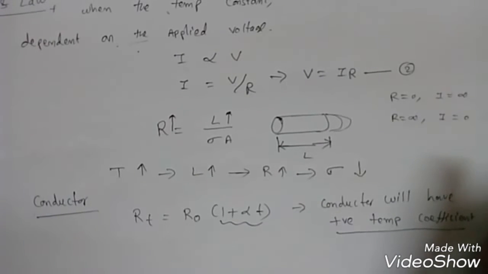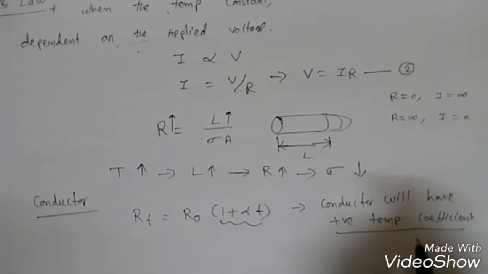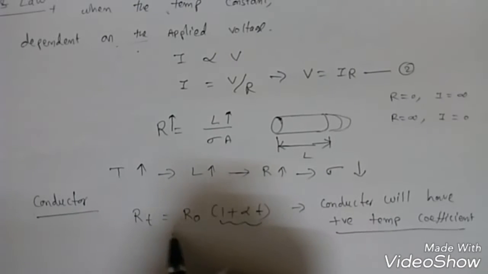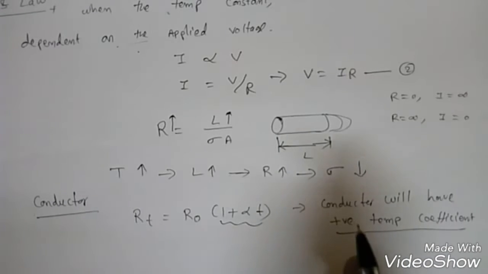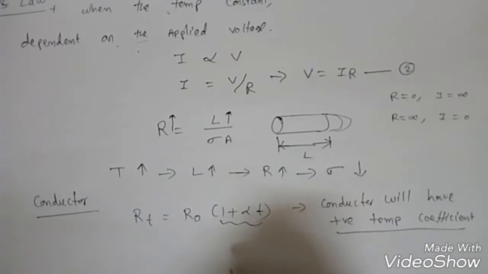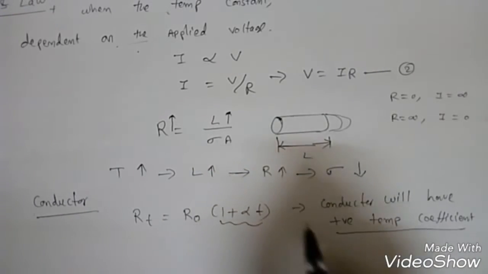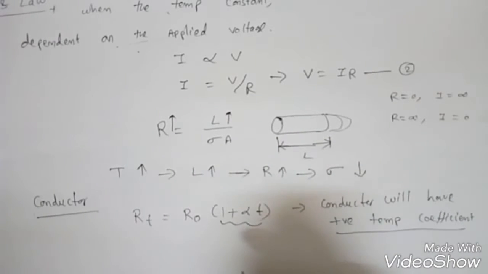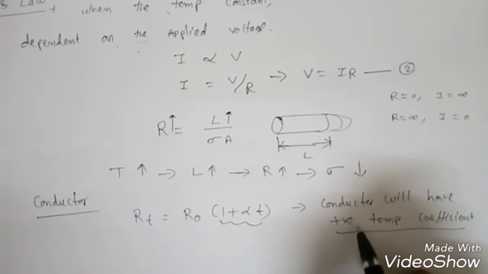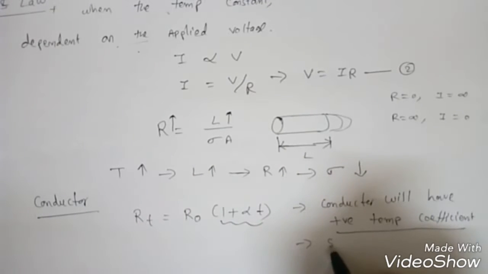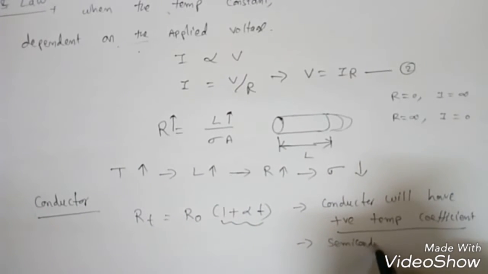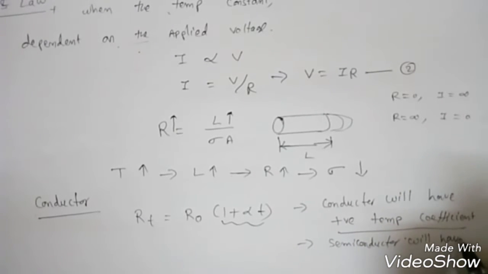But in semiconductors, as we discuss in EDC, semiconductors have a negative temperature coefficient. That is, when the temperature is increasing, the conductivity will increase, or we can say resistance will decrease in those cases, right? So in a conductor, this is a positive temperature coefficient. That is, when temperature is increasing, the resistance also increases. In semiconductors, it is opposite. Semiconductors have a negative temperature coefficient.